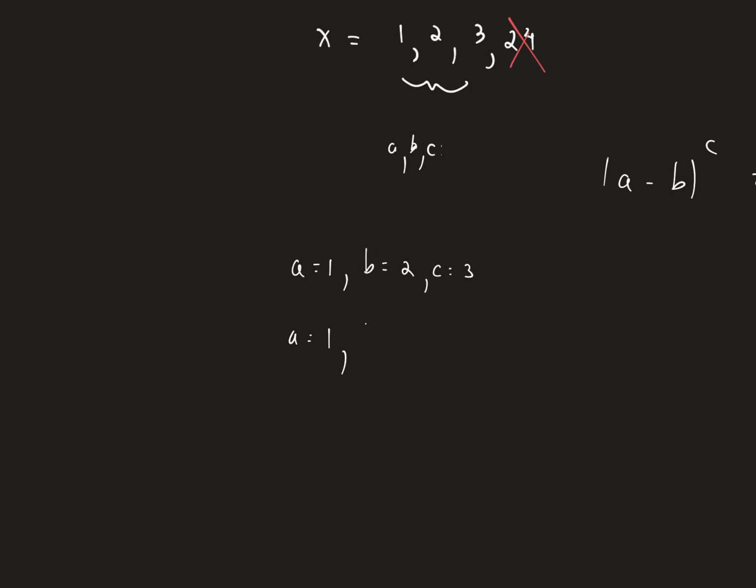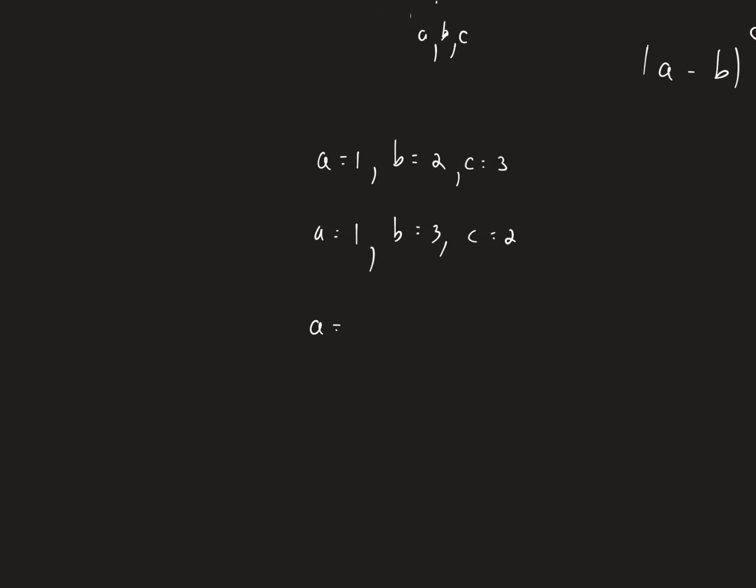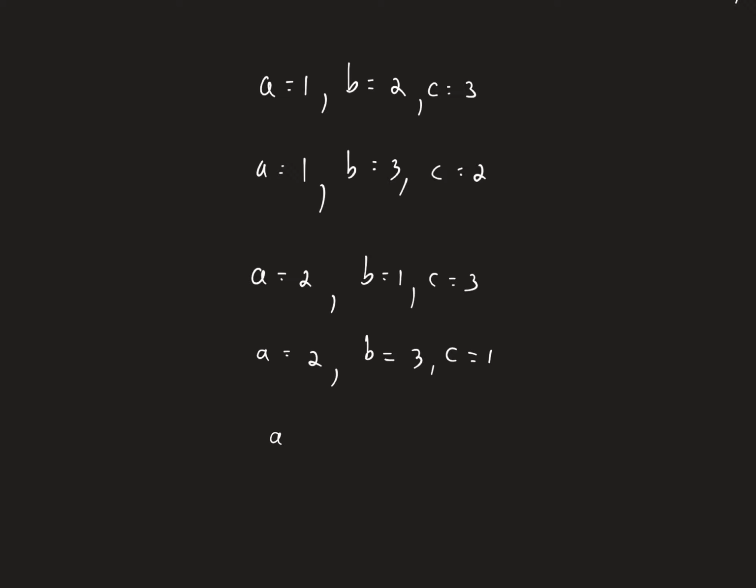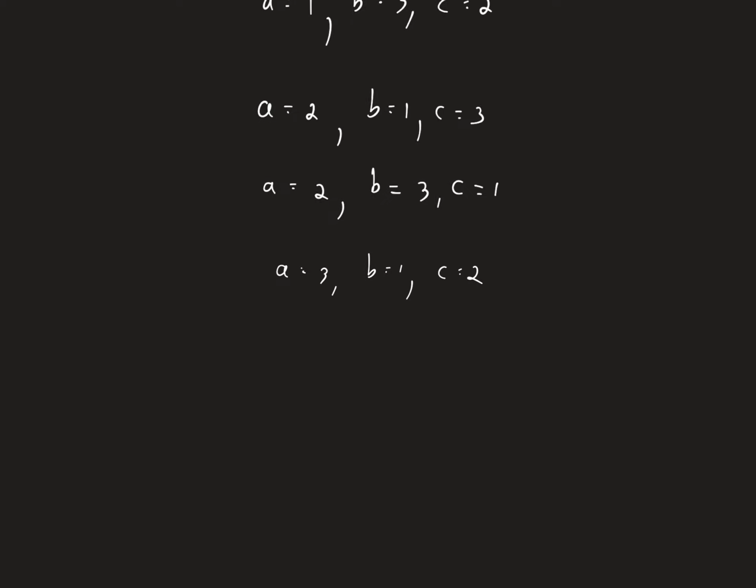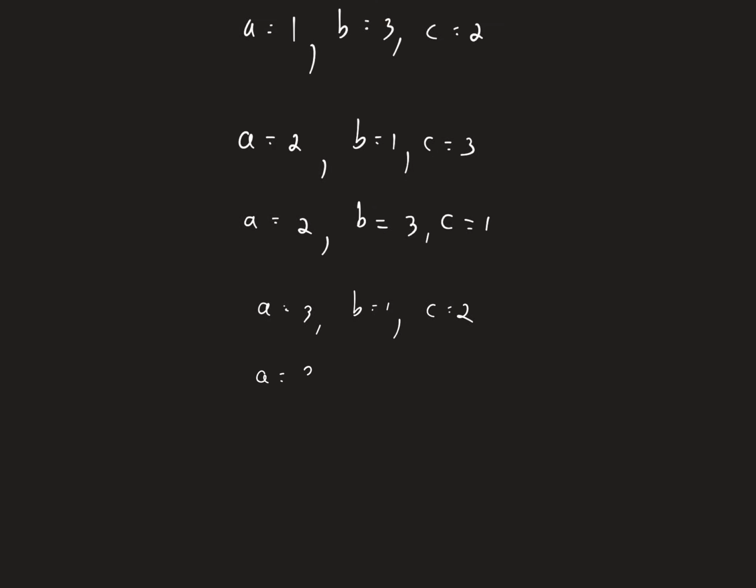So the second one, A equals 1, B equals 3, and C equals 2. And the third one, in which A equals 2, B equals 1, and C equals 3. Fourth one, where A equals 2, B equals 3, and C equals 1. The fifth one is when A equals 3, B equals 1, C equals 2. And the last case is when A equals 3, B equals 2, and C equals 1.